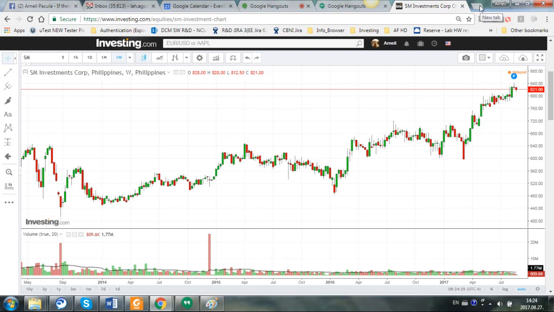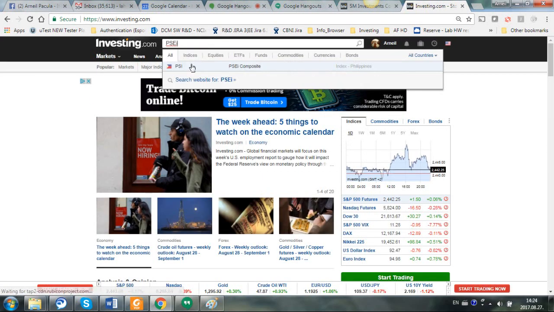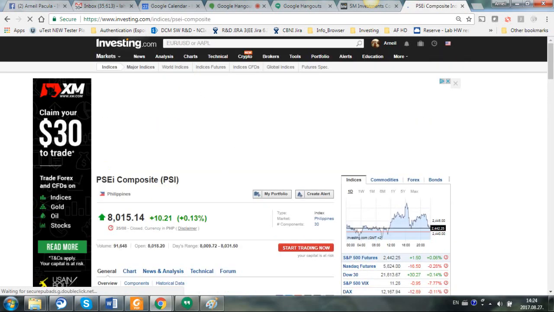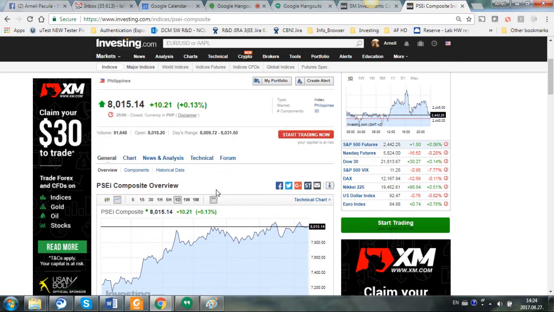Yung iba, Ayala Corporation, BPI, BDO, Cebu Pacific, yun ang components ng PSEI. Then, parang tinototal sila, ina-average sila. Then, nagiging isang chart din, like this. And actually, isang chart yan. PSEI. So, ayan. Pwede ka rin mag-invest sa index na to. So, this is called index fund. PSEI index.